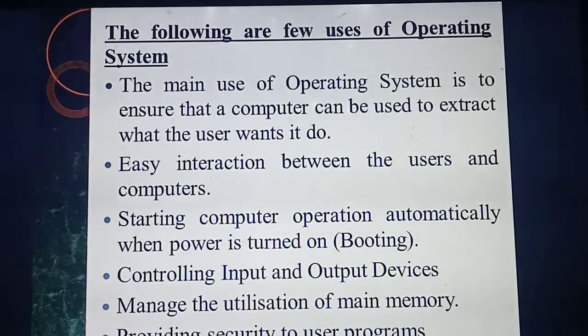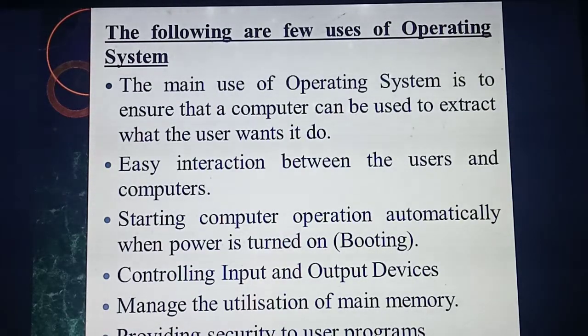So what are the main uses of operating system? Say one by one. First, it is mainly used to interact with the user. What the user wishes and wants to do is done by the operating system. Second, it provides interaction between users and the computers. Next, when you switch on the computer, the operating system automatically loads in the memory to perform the task of checking whether all devices are connected properly. That is called booting.